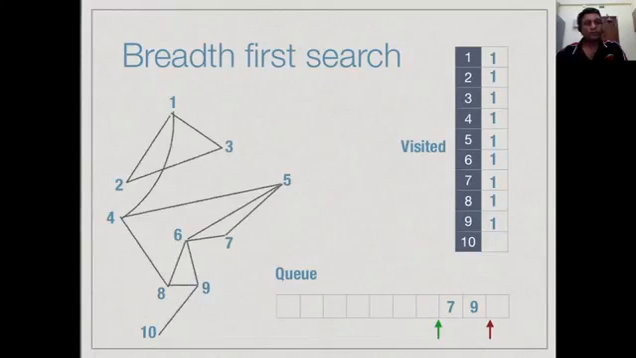We go back and find that there is nothing to be done because all the neighbors of 6 have already been visited. Then we pick up 7. Once again, we find that all the neighbors of 7 have already been visited. Finally, we pick up 9.